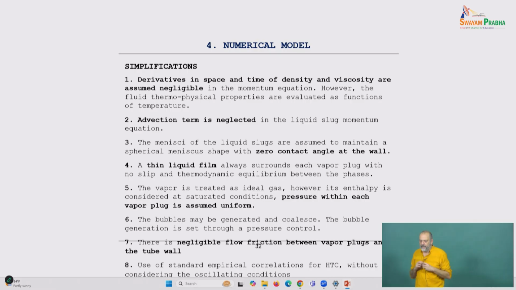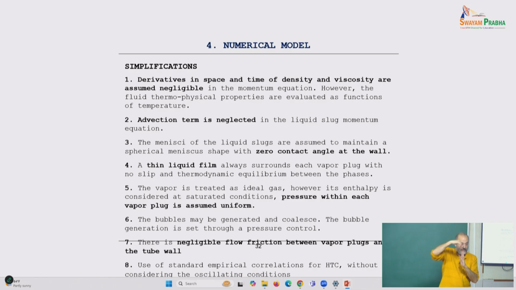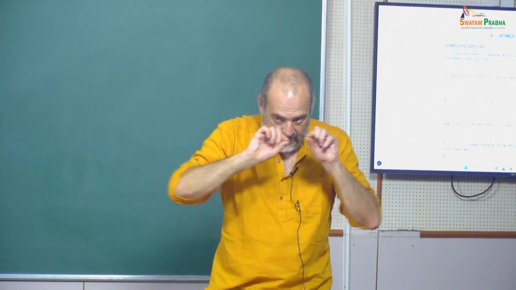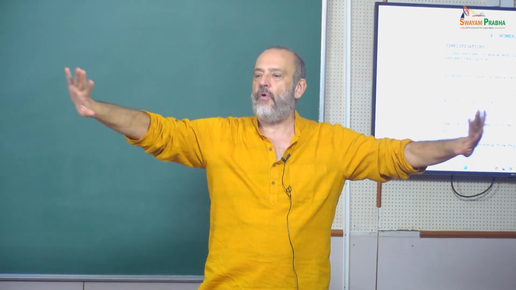And the other point that is very important is that we have a zero contact angle at the wall. So the liquid film is always present. We don't have the situation where we have a dry spot, with the vapor in contact with the wall. The liquid film is always present all over the PHP.